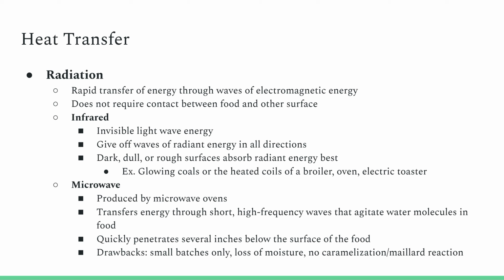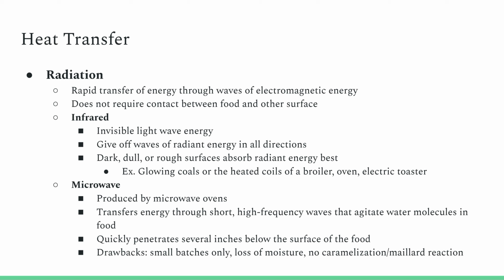And radiation, this is a rapid transfer of energy through waves of electromagnetic energy. This does not require contact between the food and the other surface. And there are two types. There's infrared. This is invisible light wave energy. This gives off waves of radiant energy in all directions. Like that pot we saw in the beginning, that open flame underneath it is actually giving off some radiation through infrared. This is the invisible light that we can't see.